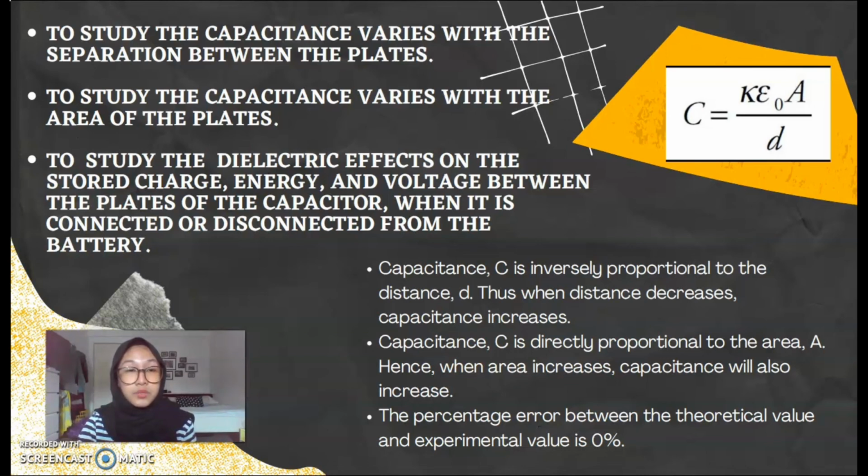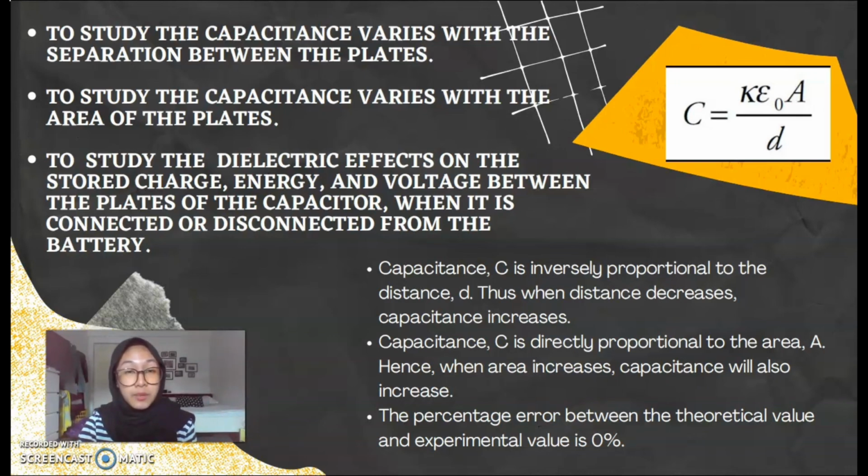Next, this experiment was conducted to study how capacitance varies with the area of the plate. We can explain this by using the same formula. From the formula, capacitance is directly proportional to the area A. Hence, when the area increases, capacitance will also increase.